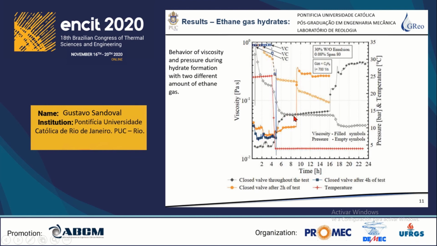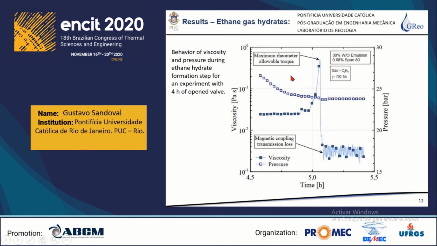Regarding the experiment conducted with 4 hours of open valve, we can see that hydrate formation occurs as soon as the system reaches the temperature of 4 degrees Celsius, and the viscosity increases until the maximum allowable rheometer torque is attained. When this happens, the viscosity drops and the experiment must be stopped because the magnetic coupling of the transmission is lost.